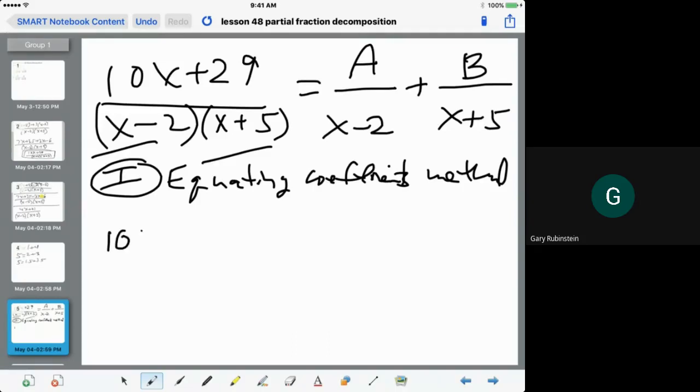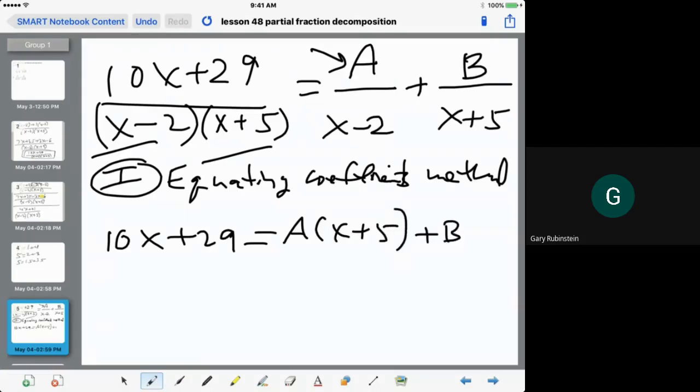the left side would become 10x plus 29. And the right side, when you multiply this term by x minus 2 times x plus 5, the x minus 2's would cancel out, and you would get a times x plus 5. And this term here, if I multiply that term by x plus 5 over x minus 2, the x plus 5's would cancel out, and the x minus 2 would be there.